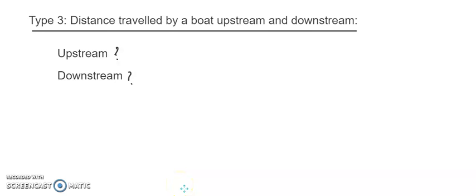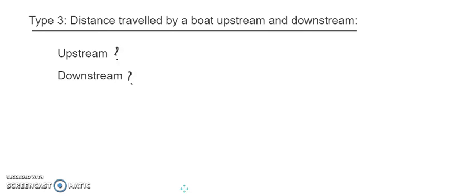Hello everyone. In this video, we're going to talk about the third type of word problems based on distance, speed, and time. As you can see on the screen, it already says distance traveled by boat, upstream and downstream. What are these two words?